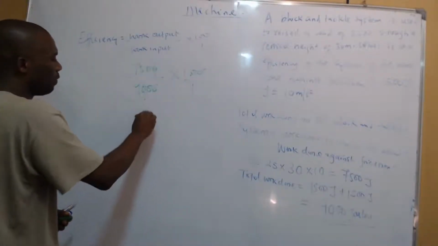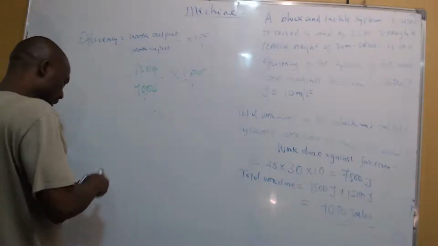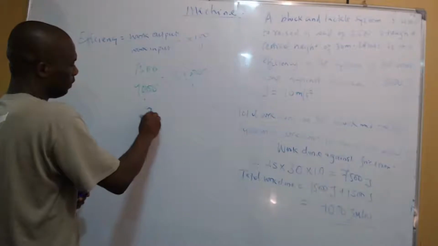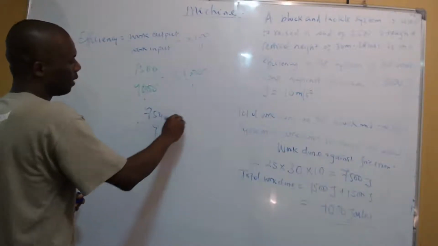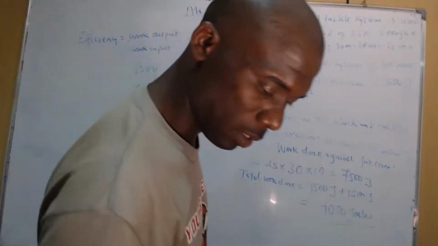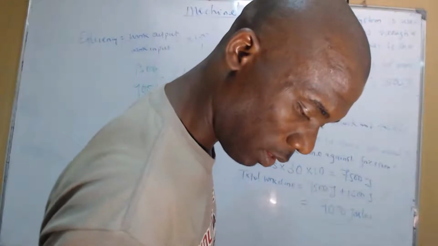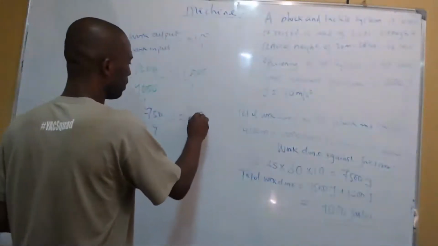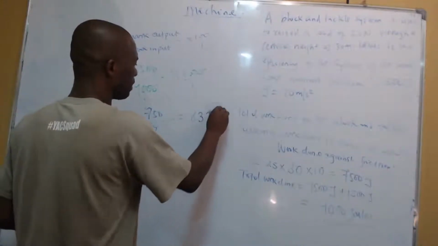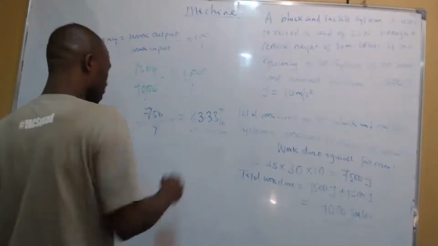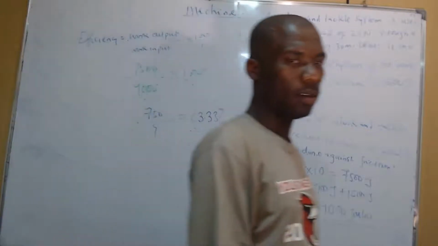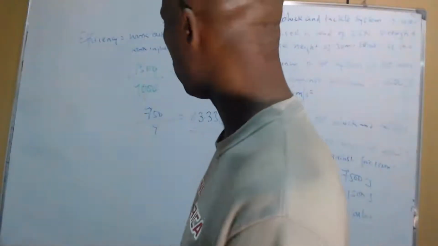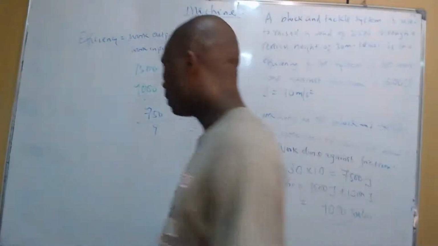We now have 750 divided by 9. So 750 divided by 9 will give us 83.33%. That is the efficiency of the machine. Now, let's continue.